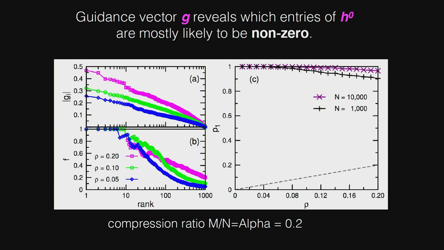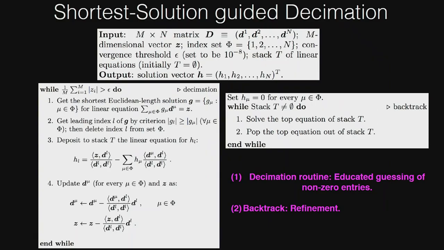We did some simulations and find indeed that the top-ranked index is highly probably non-zero. And this probability increases when the system size, the dimensionality, increases. So based on this, we designed a very simple algorithm. The algorithm has two steps. The first is the decimation routine, trying to figure out which entries of the planted solution are highly likely to be non-zero. And then backtracking is trying to refine the non-zero entries.